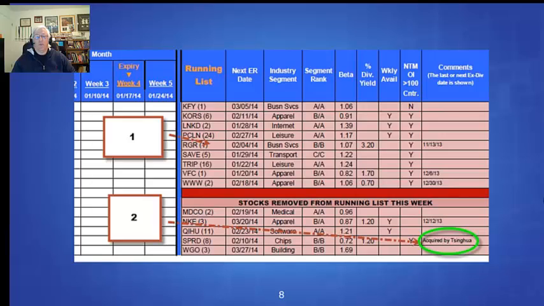Below that, in section 1 there, you see a continuation of the last screen. And where it says number 2, I highlighted that to show you that not only do we have stocks that are removed completely from the running list, both from the white and the pink cells, if they have failed 3 weeks in a row. I also highlighted by circling in green information sometimes found in the comments column that the BCI team feels may be of interest to you. In this particular case, a stock that's acquired by another company.